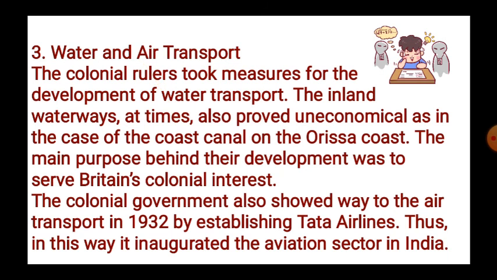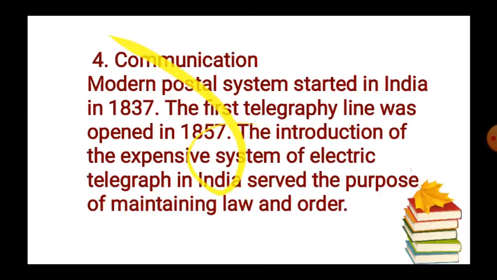Next one, water and air transport. The colonial rulers took measures for the development of water transport. The inland waterways at times also proved uneconomical. Why? Because in the case of the coast canal on the Orissa coast, the main purpose behind the development was to serve Britain's colonial interest. The colonial government also gave weight to air transport in 1932 by establishing Tata Airlines. Thus, in this way it inaugurated the aviation sector in India.